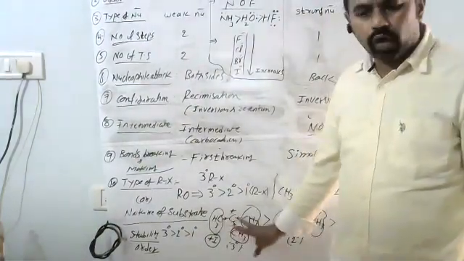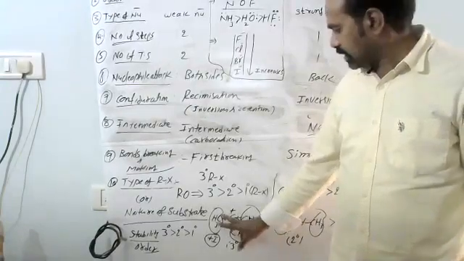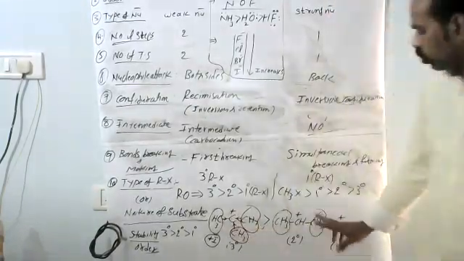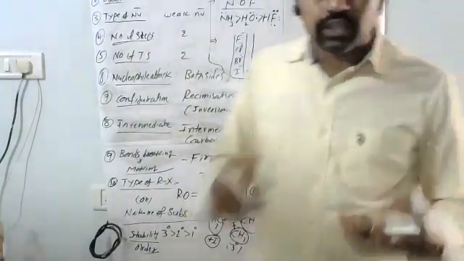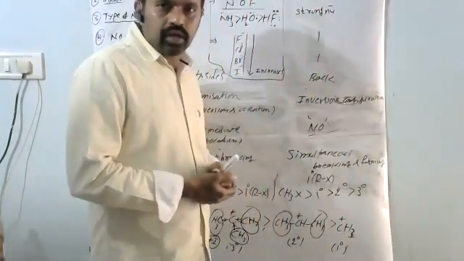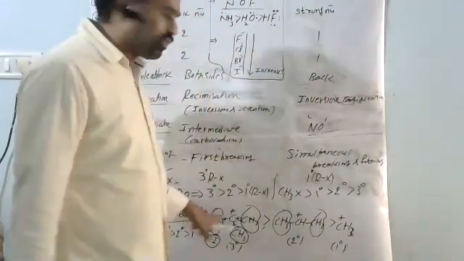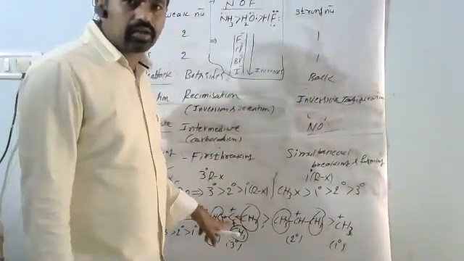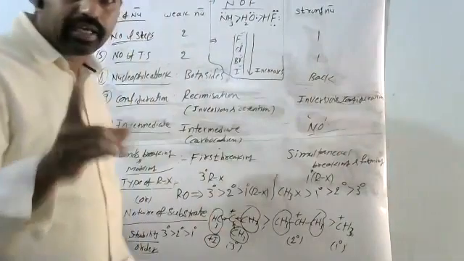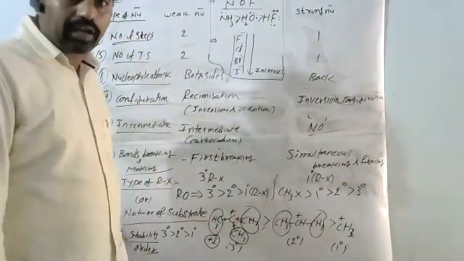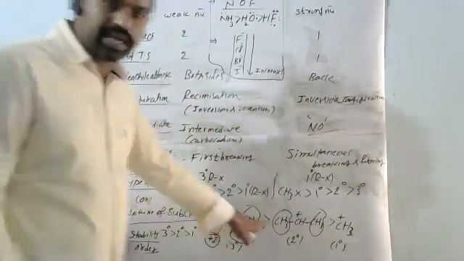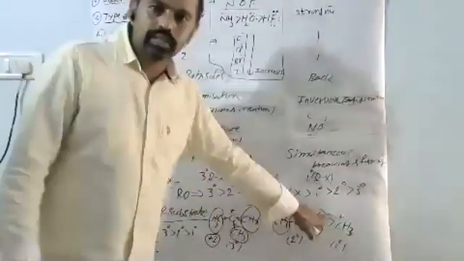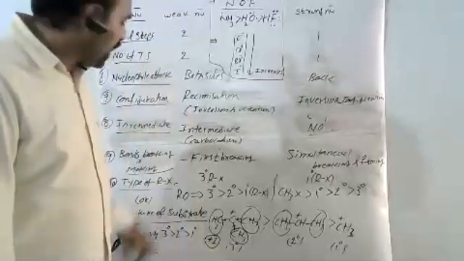So here 3 positive inductive effects are there: plus I, plus I, plus I. Here 2 positive inductive effects are there: plus I, plus I. So as the positive inductive effect increases, the stability also increases. Because of that reason, tertiary carbocation is more stable than secondary. Secondary is more stable than primary.